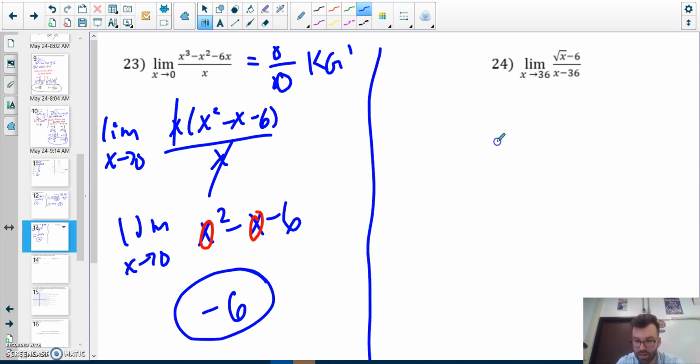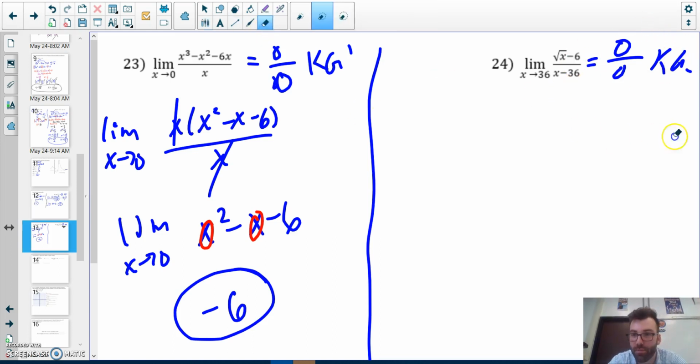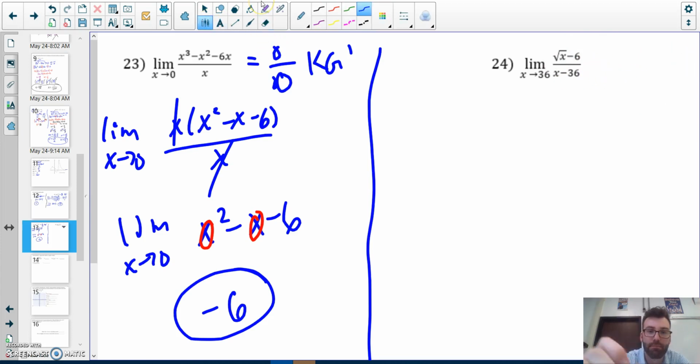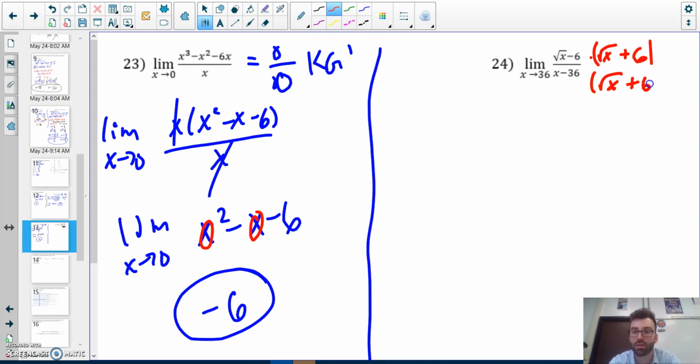Okay, plug in 36. The square root of 36 is 6. 6 minus 6 is 0 over 0, indeterminate. If I have an indeterminate form, that means I have to keep going. Well, I have an issue here. I can't factor, right? This doesn't factor, so I have to multiply by the conjugate. But what's causing the issue? The square root. So I have to multiply my numerator and denominator by the square root of x plus 6.